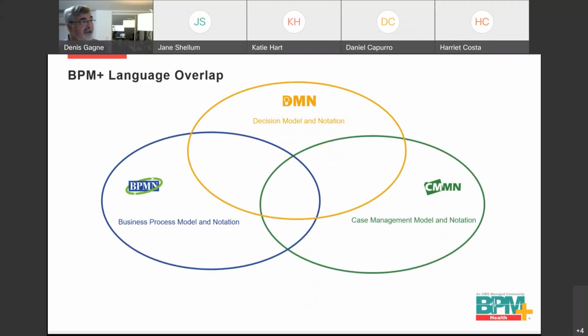So when we bring all this together, within the BPM Plus collection of languages, there's already a lot of overlaps. So there's things that can be done either in BPMN or DMN, or either in CMMN and BPMN, and there's a lot of overlap. But we've come to know within the BPM Plus health community that our sweet spot is really where we can efficiently use that jointure of BPMN, CMMN, and DMN together, and that's where we get our best value.